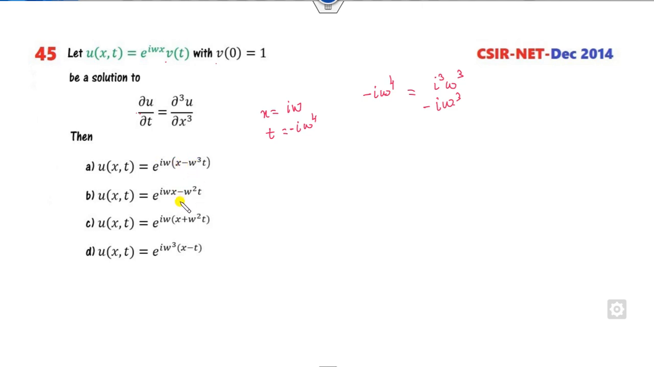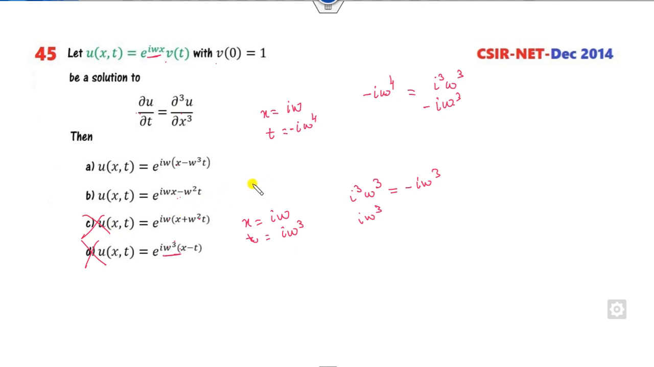Look at this one. This option is also cancelled out because we need e raised to power iota omega x, but it is omega cube. This option is cancelled out. We can check about here. If I look at this, the x coefficient is here and the t coefficient is my iota omega cube. So if I substitute here, it is iota cube. It is iota omega. This is not true because this is minus iota omega cube. This option is also cancelled out.